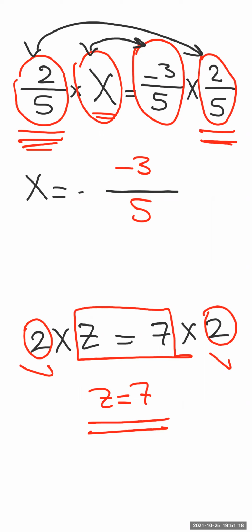Okay. It's the same here. 2 over 5 times x equals negative 3 over 5 times 2 over 5. So 2 over 5 is here, and 2 over 5 is here. So x will equal negative 3 over 5. Correct, guys?